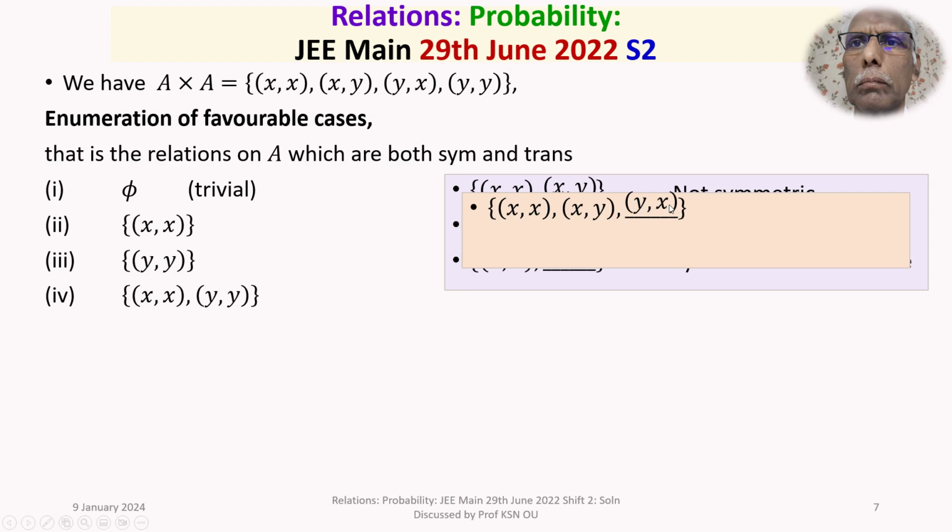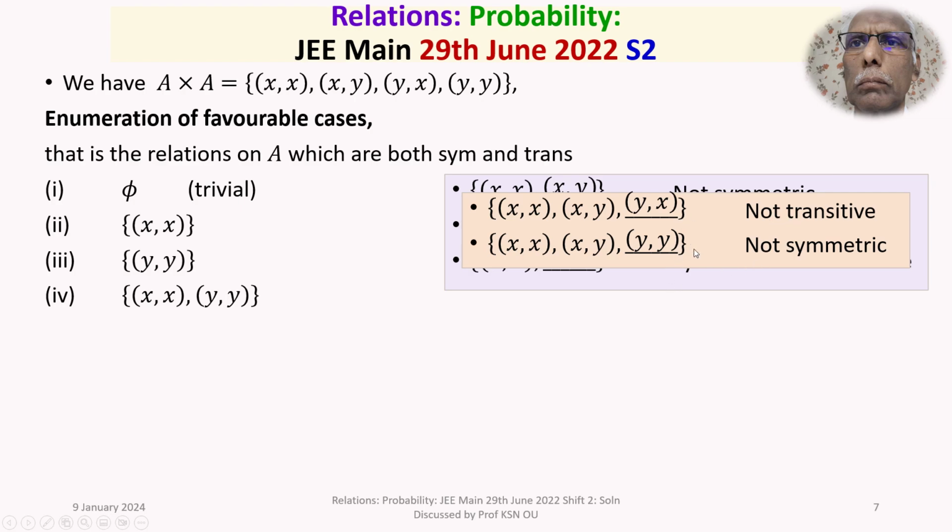How? Y comma x, x comma y together will give you y comma y if transitivity is there, but y comma y is not there. So, not transitive. Now, x comma y, two elements, and I will add y comma y. Yes, four elements. One element we have already tried. So, now symmetry is lost. X comma y is there, but y comma x is not there. So, not symmetric.